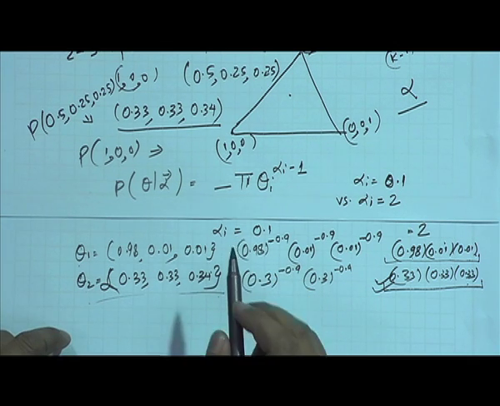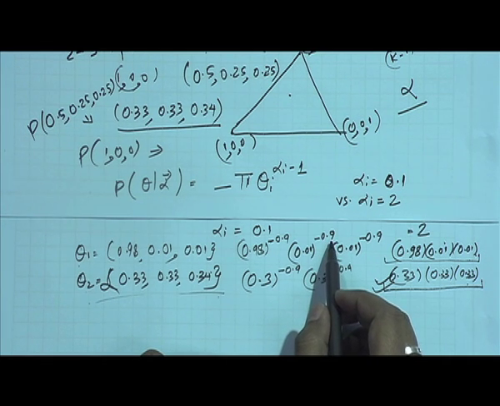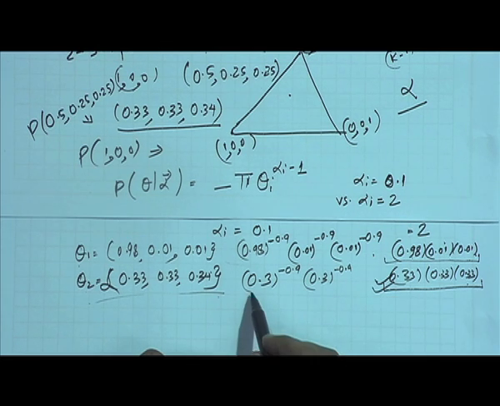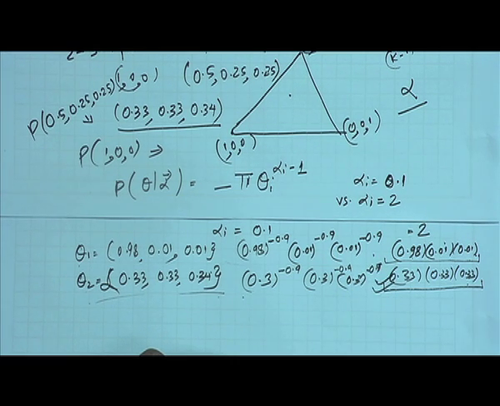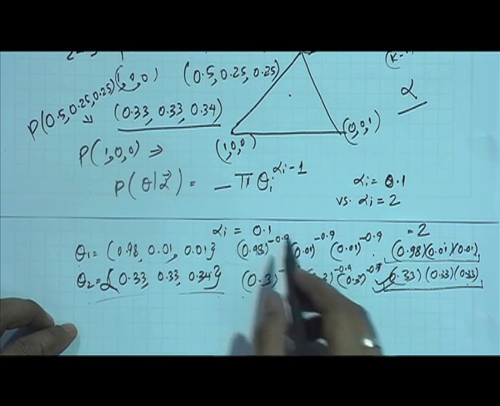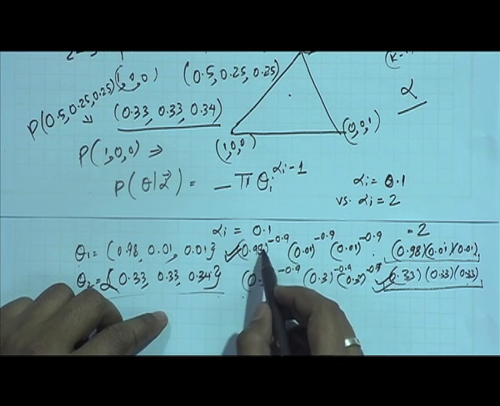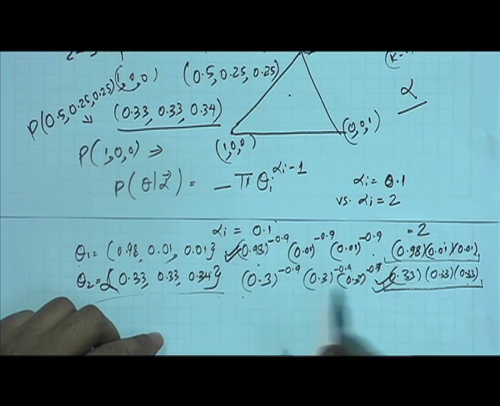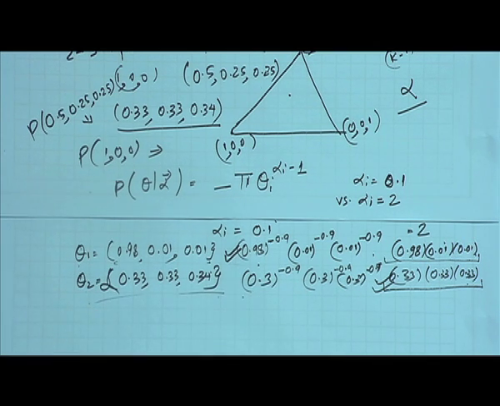But if you have a smaller alpha, then what do you see? Now 0.01 to the power minus 0.9 can be written as 100 to the power 0.9, so this becomes very large, and the other will not be large. So as alpha becomes small, it will prefer the distribution where one topic has a high probability and others have low probability. So by tuning your alpha, you can prefer one sort of distribution over another.